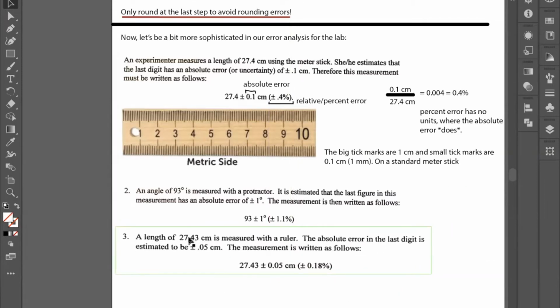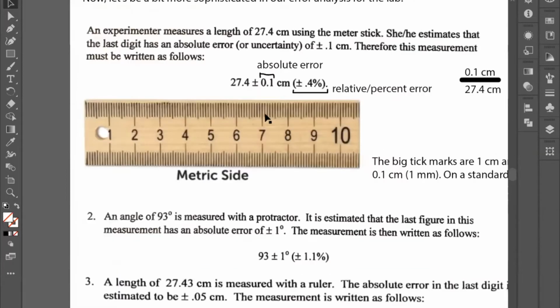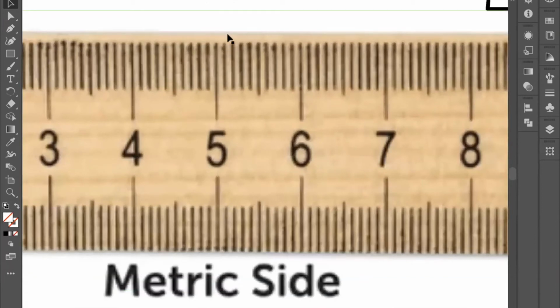A length of 27.43 is measured with the ruler. The absolute error in the last digit is half a millimeter, because you could say, I can get really close here, and I can say whether it's close to the middle or closer to one half. That's how you can estimate half of a tick mark sometimes. Sometimes you can, sometimes you can't.